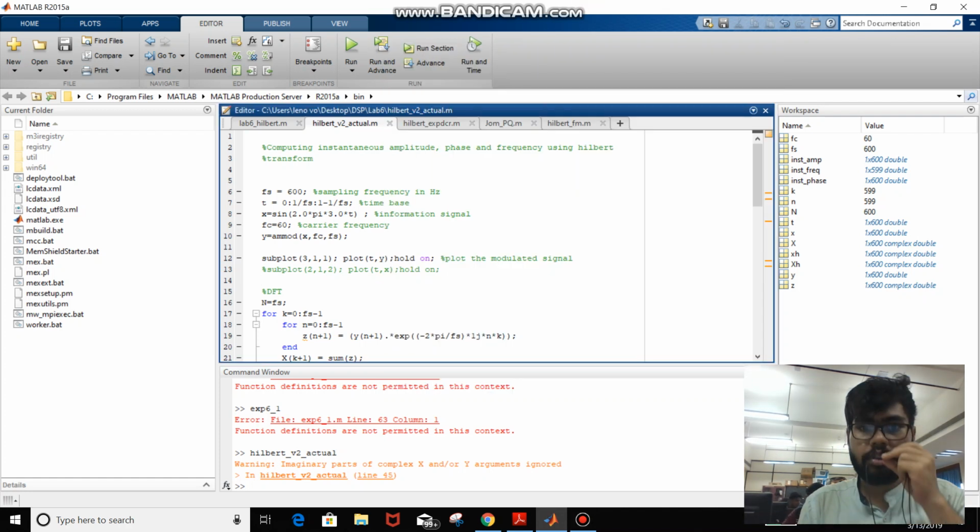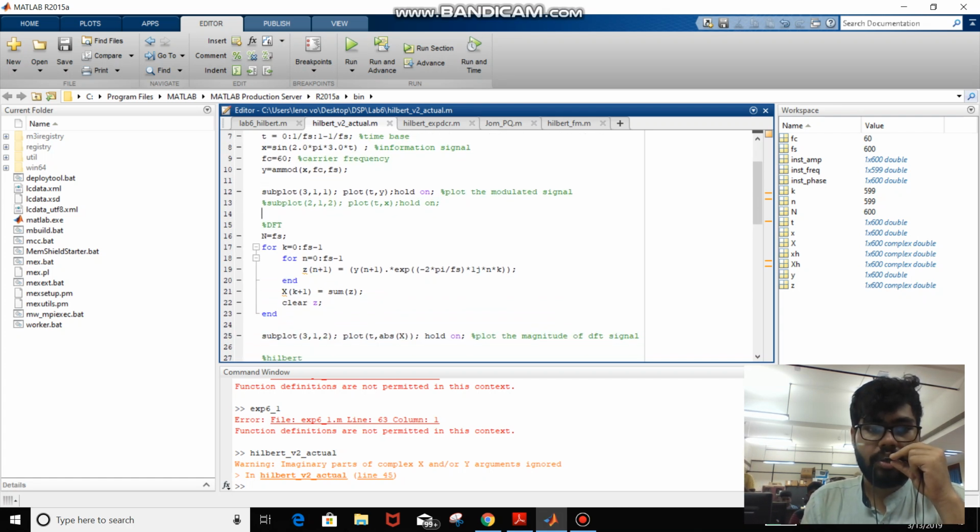The aim of experiment 6 of DSP lab is to compute instantaneous amplitude, phase and frequency using Hilbert transform. Here we can see we have taken the original signal as the amplitude modulated signal, where the carrier frequency is kept at 60 Hz and the sampling frequency is kept at 600 Hz.